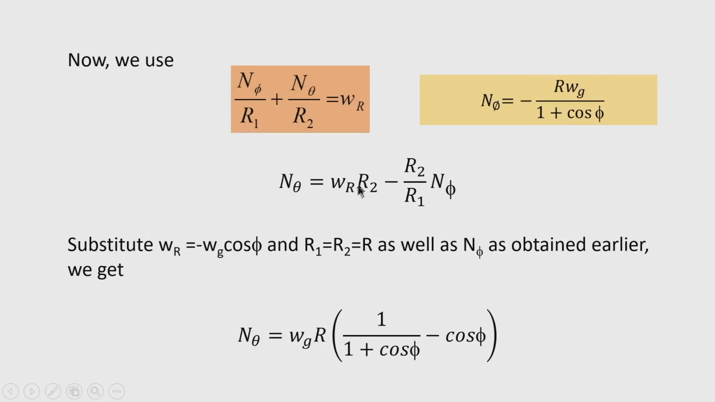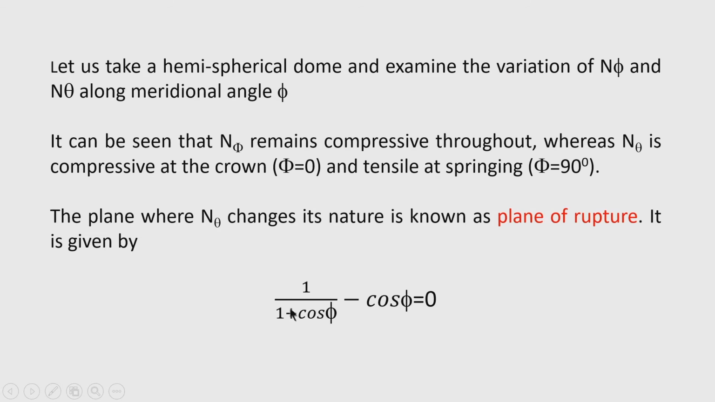So, n theta is 0 if this quantity, 1 by 1 plus cos phi minus cos phi, is equal to 0, because W g and R are non-zero constants. Okay. So, equating this to 0, we can solve for cos phi.